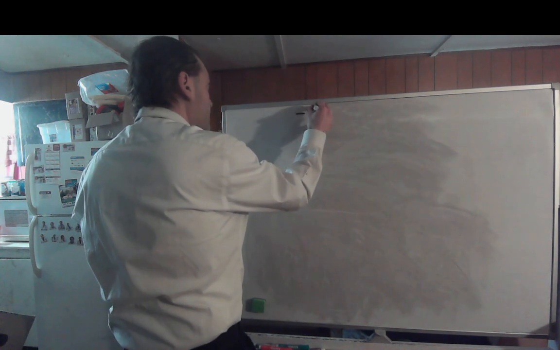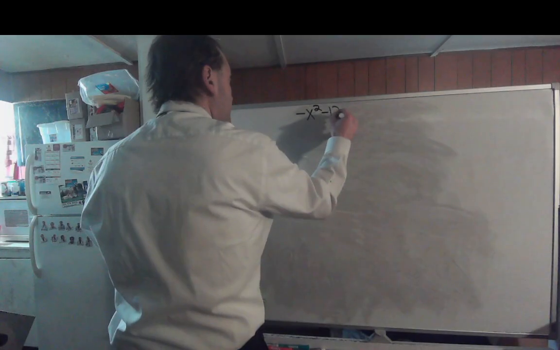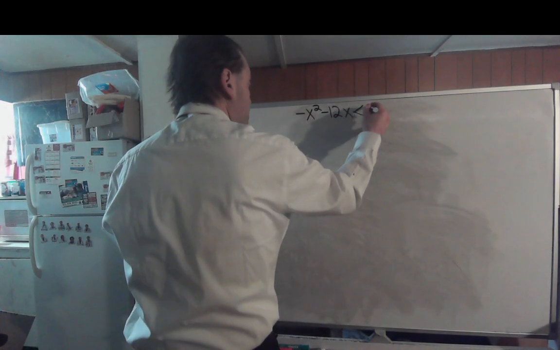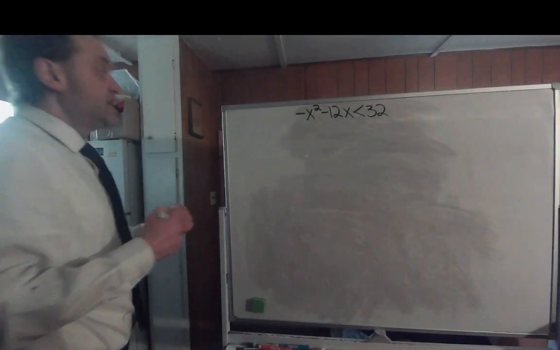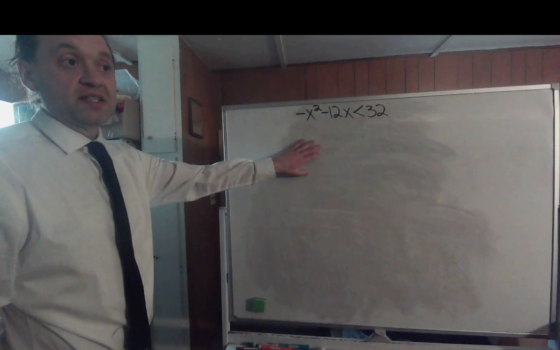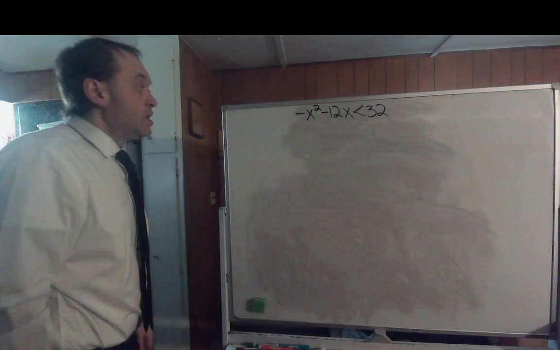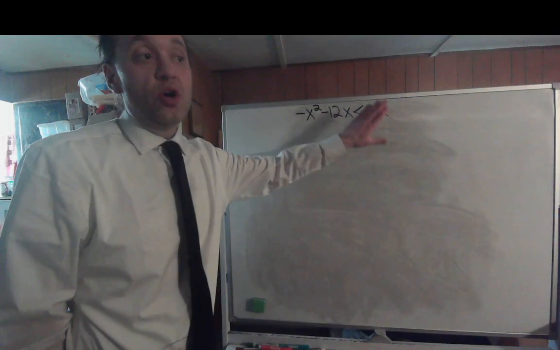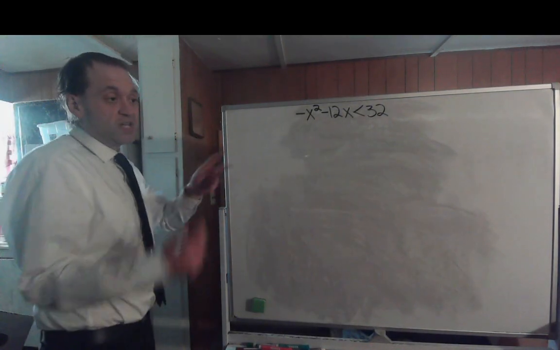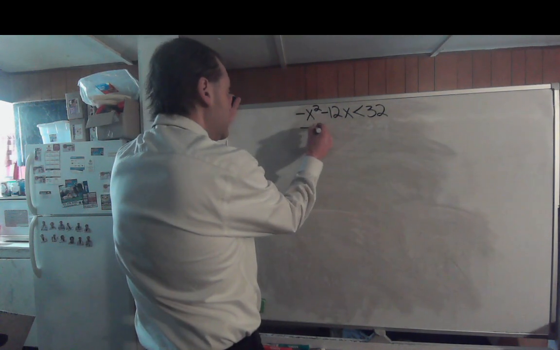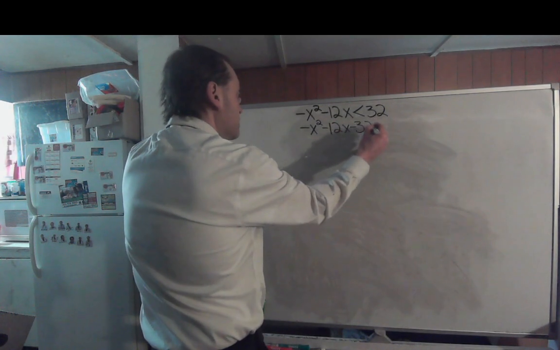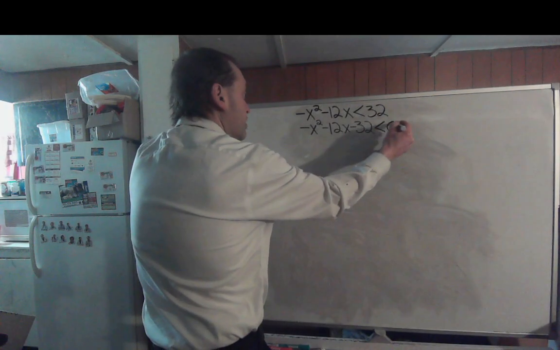Negative x squared minus 12x is less than 32. Good one. So we have negative x squared minus 12x is less than 32. Well, again, the rule is you always want your right-hand side of the inequality to be 0. So I'm going to suggest we subtract 32 from both sides. You'll end up getting negative x squared minus 12x minus 32 is less than 0.